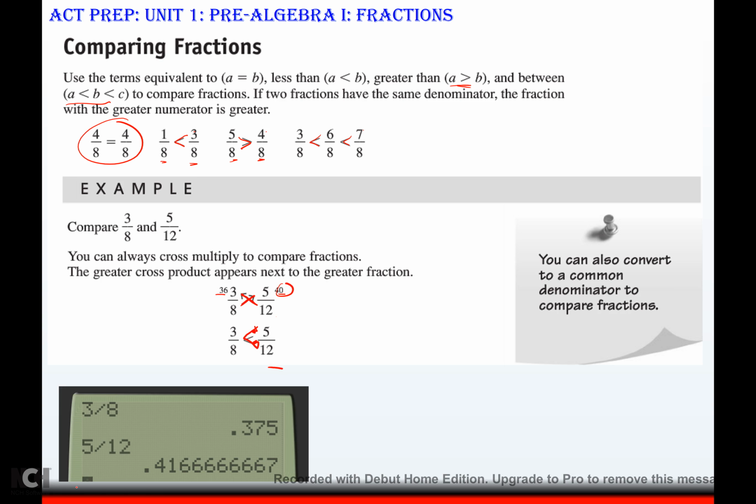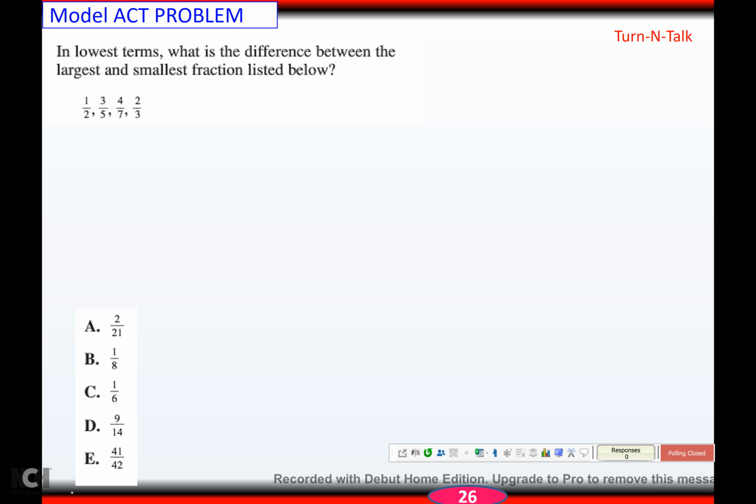Or you can turn them into decimals. 3/8 is 0.375. 5/12 is 0.4. 0.4 is bigger than 0.3, so 5/12 is the bigger number. Okay, you try this one. Hit pause. Come back when you're ready.